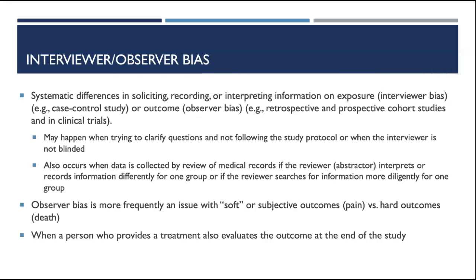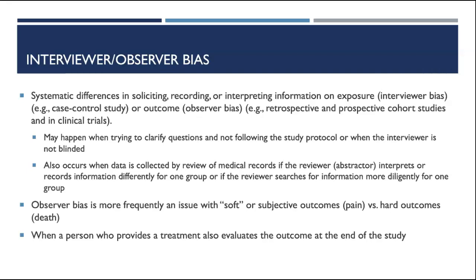There's also what we refer to as interviewer bias as well as observer bias. Interviewer bias is usually related to the exposure variable, while observer bias is usually related to the outcome variable. But in general, it is a bias that results from the interviewer or the observer collecting the information. In this kind of bias, there are systematic differences in soliciting, recording, or interpreting information on the exposure, that would be interviewer bias, or the outcome, which would be observer bias.